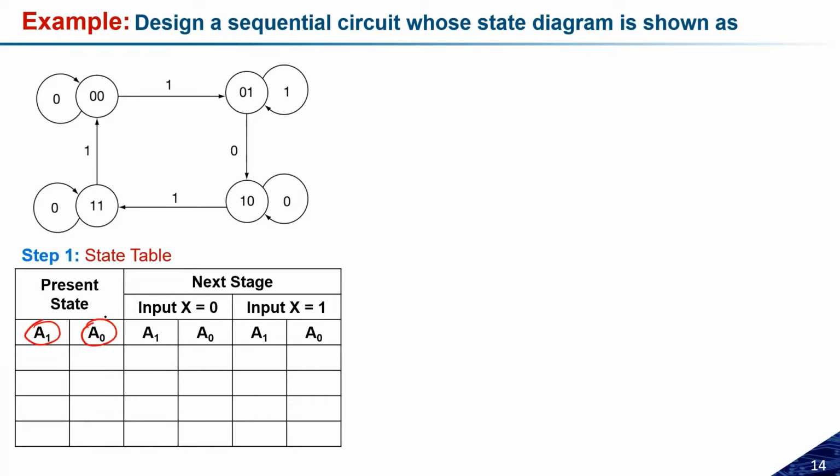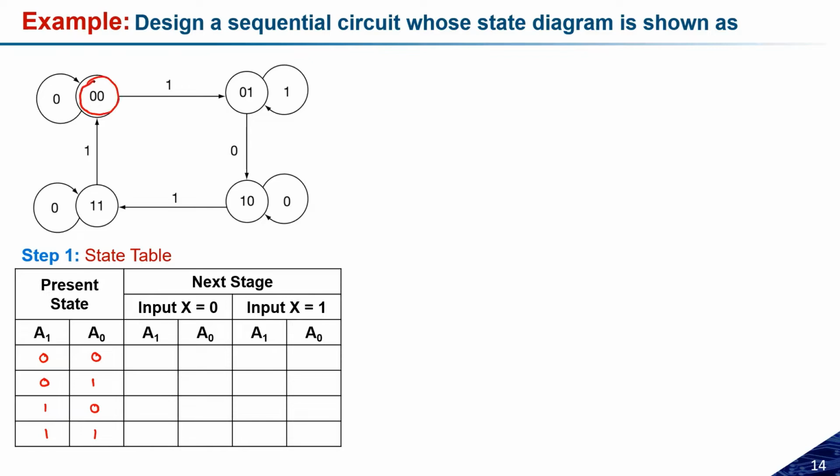Let us assume the present state is in the form a1 a0. So the present state can be 00, 01, 10 and 11. These are all the present states I have. Now let us talk about the next state. What is the next state?